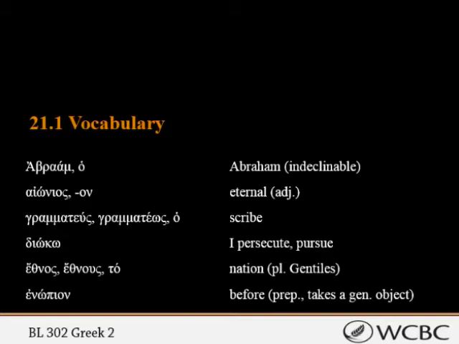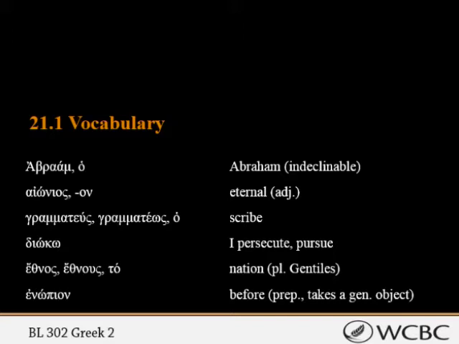The first word, Abraham, would be Abraham. Indeclinable, in other words, there's only that one form of that word. Aionios would be eternal, that would be an adjective. So we see aionios, aionion, the omicron nu ending, if it was a neuter form. We also have the word for scribe, grammateus. Once again, because we have the two forms of it, we're talking about a third declension noun with the sigma ending in the nominative case. So that word means scribe.